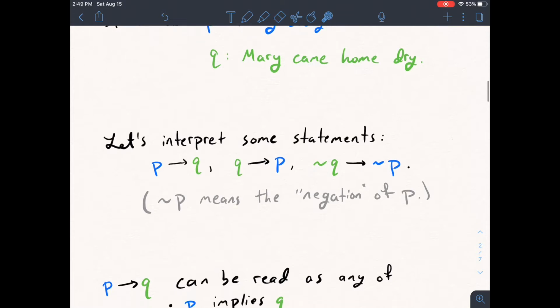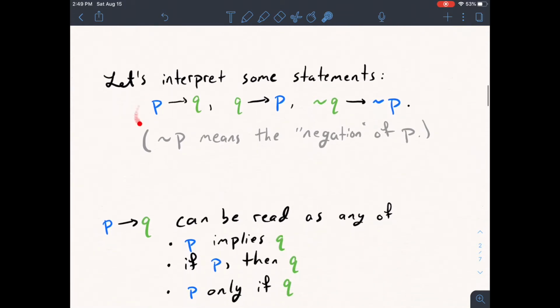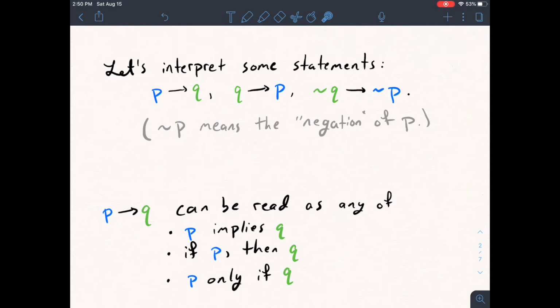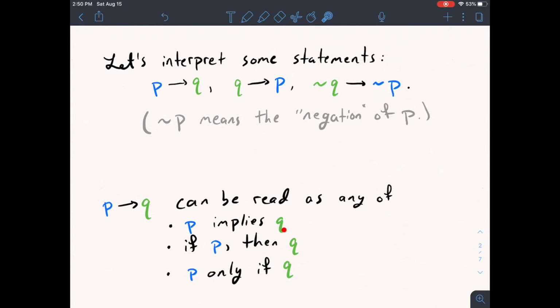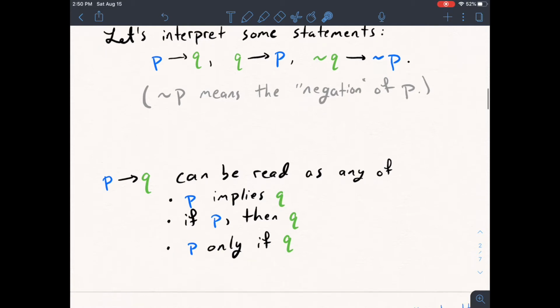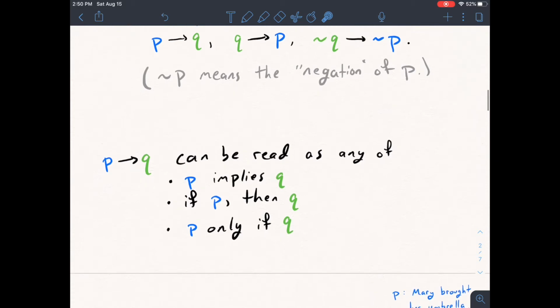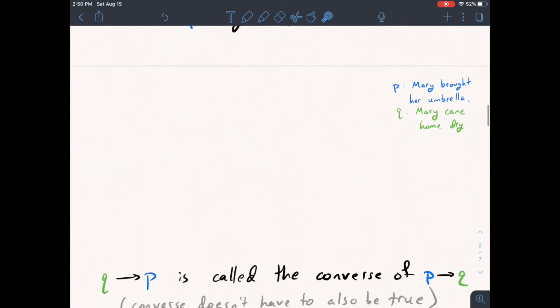So anyway, what does P with an arrow pointing towards Q mean? It can be read as any of: P implies Q, if P then Q, or P only if Q. So P implies Q, if P then Q, and P happens only if Q happens. Those are three different ways of interpreting P with an arrow pointing towards Q. Usually I will read P arrow towards Q as P implies Q. That's usually the way that I read the statement. P implies Q.